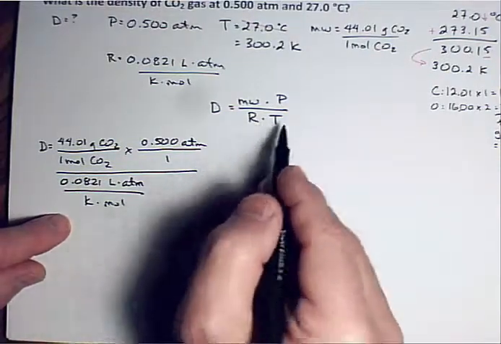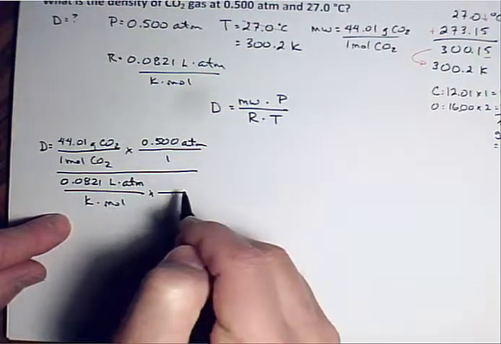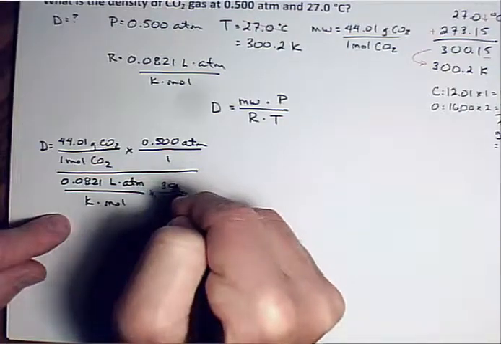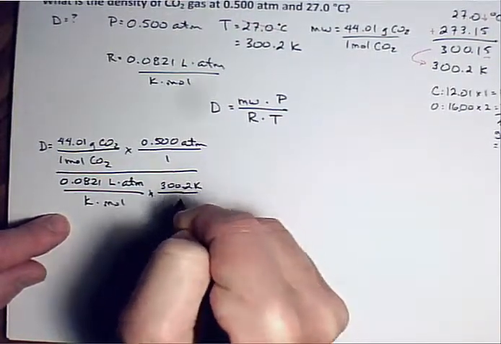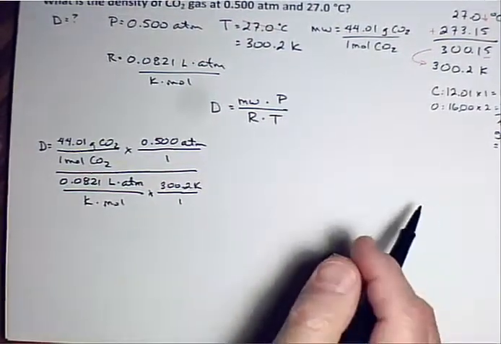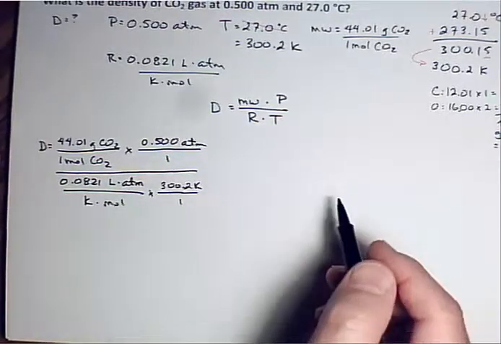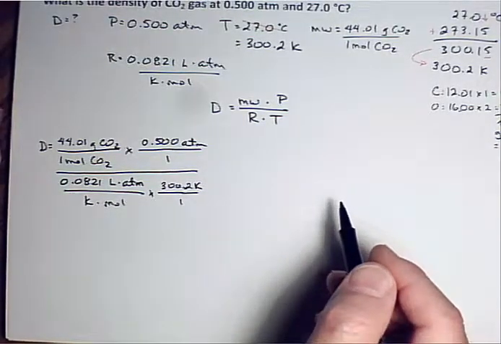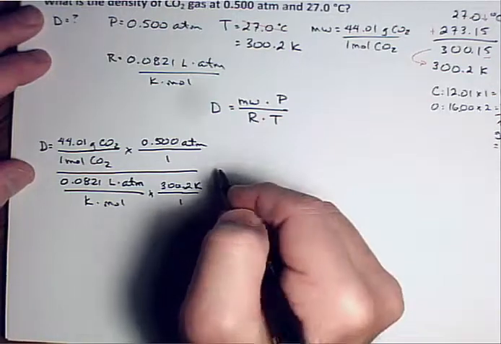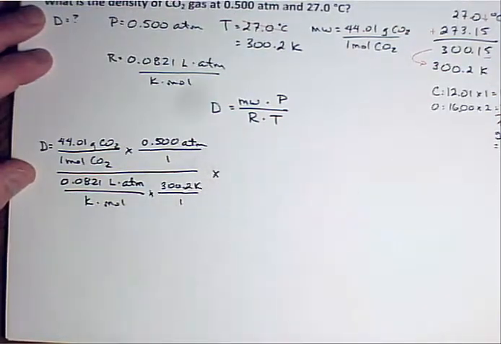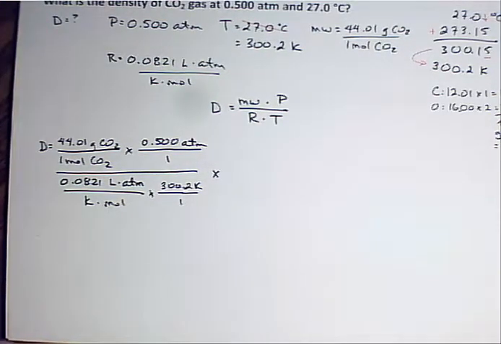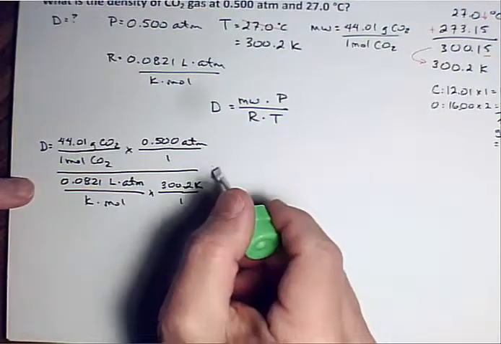All right, and then we also have temperature down here, and the temperature is 300.2 K, which I'm going to put over 1 to keep everything well organized. Now, this is a complex fraction, and I know that you've been taught how to resolve a complex fraction before. And what you've been taught to do, and I shouldn't put a times sign, it should be an equal sign, is to invert and multiply.